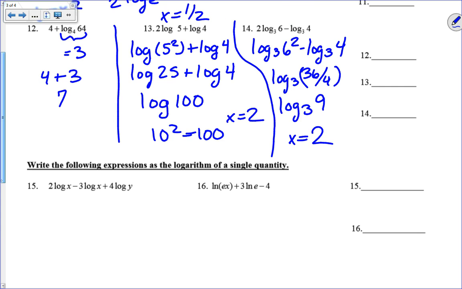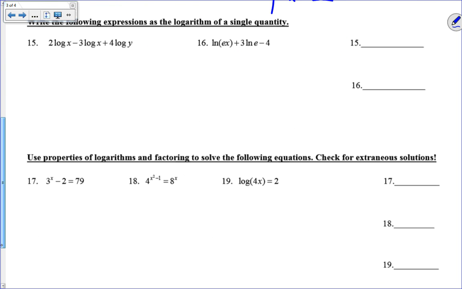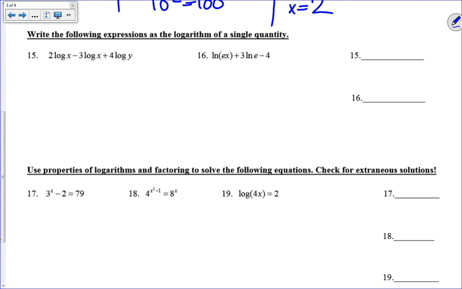So we want to write, we have multiple logs here, right? And we want to now write them as a single expression using our properties, okay? So we have a combination here. We got the numbers out front, we got addition, and we got subtraction. So we really got to be careful that we do things in the proper order.